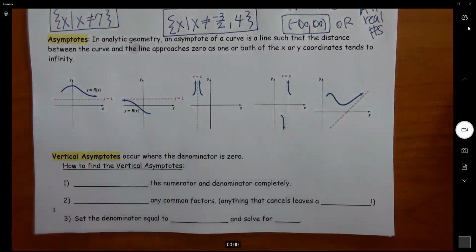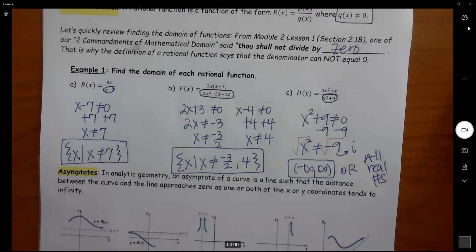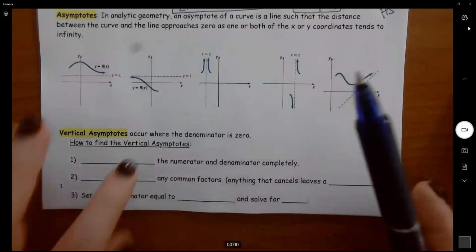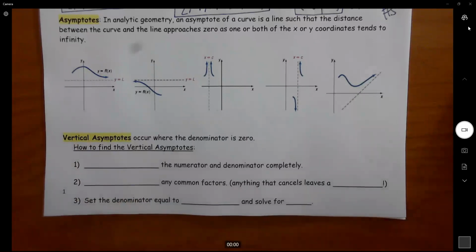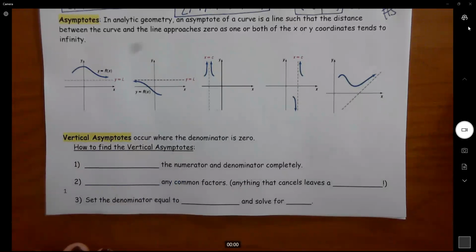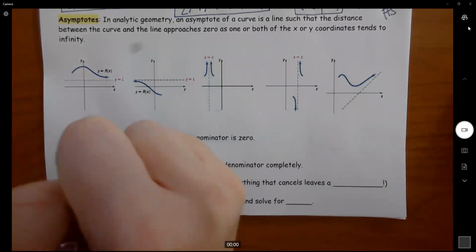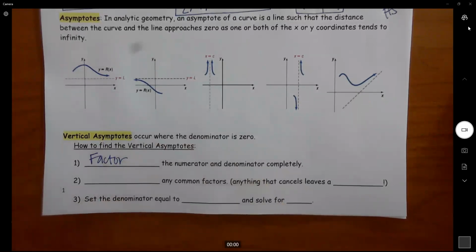To find vertical asymptotes, they occur where the denominator is zero. Well, we just did that with domain. The domain of rational functions and vertical asymptotes are almost, not exactly, but almost identical to each other. So we have three steps to find vertical asymptotes. The first thing is to factor the numerator and the denominator completely.